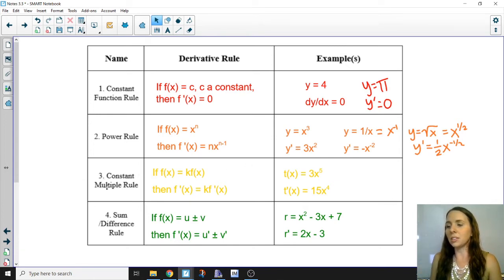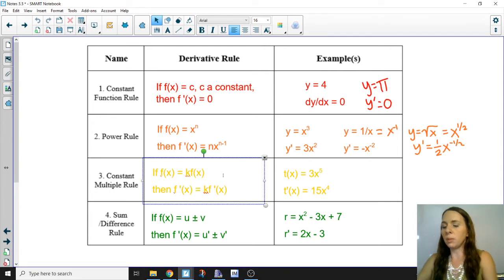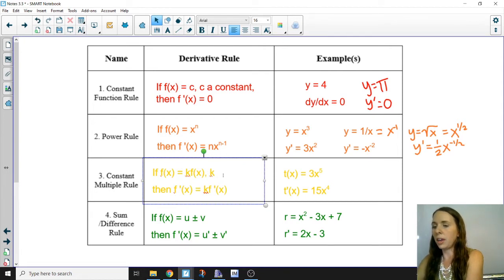Okay, here's the next rule. It's one that's forgotten often anyway, but you will probably just do it intuitively for the most part. If you have a function where you have a constant times your function, I should probably note that in here as well, k, a constant.